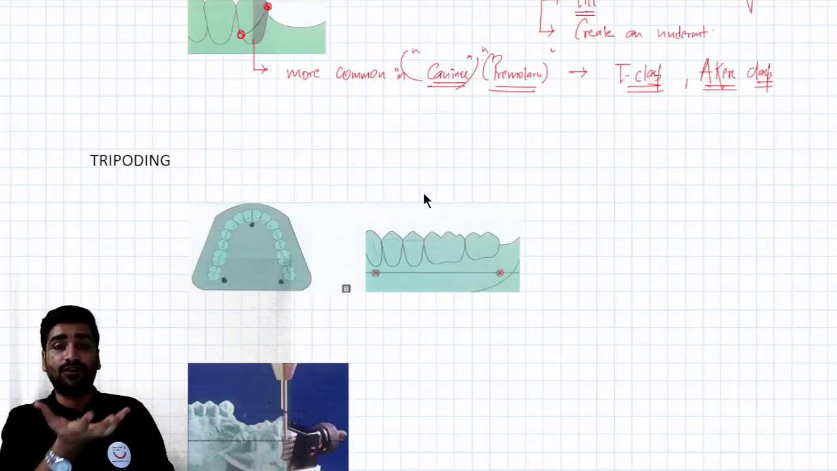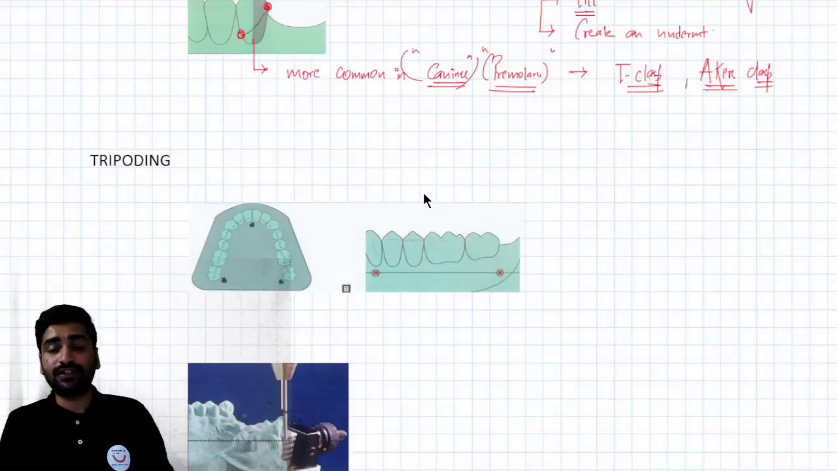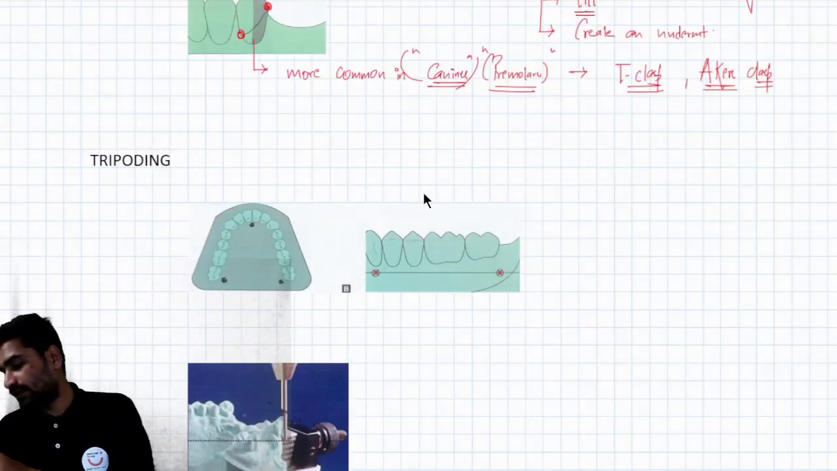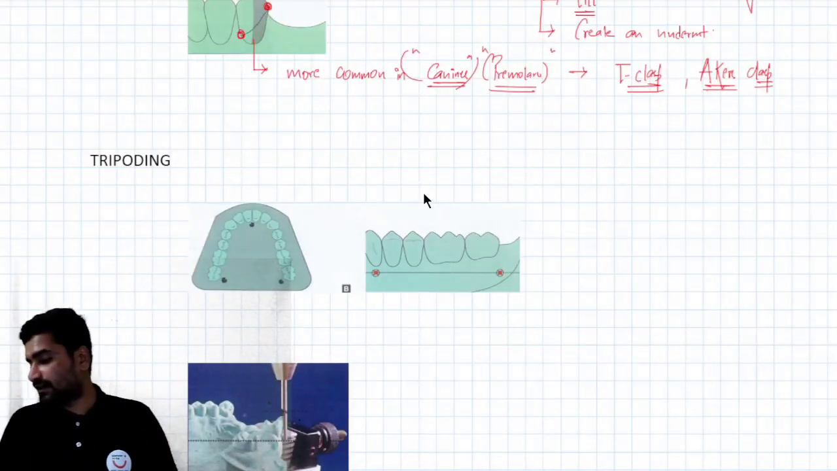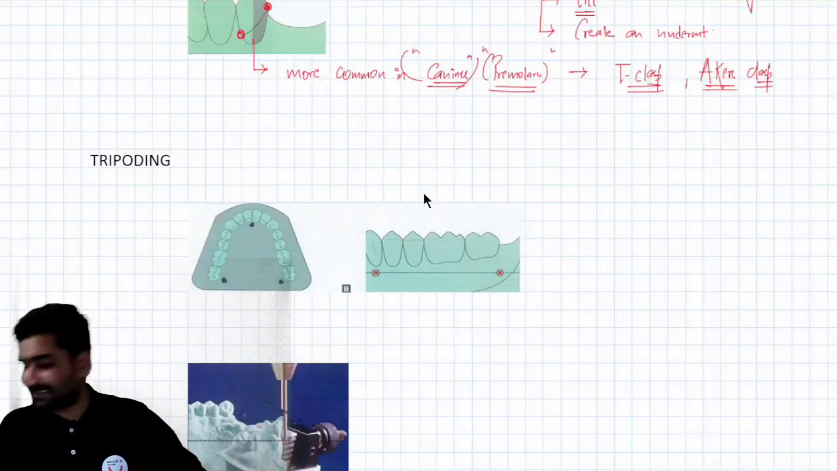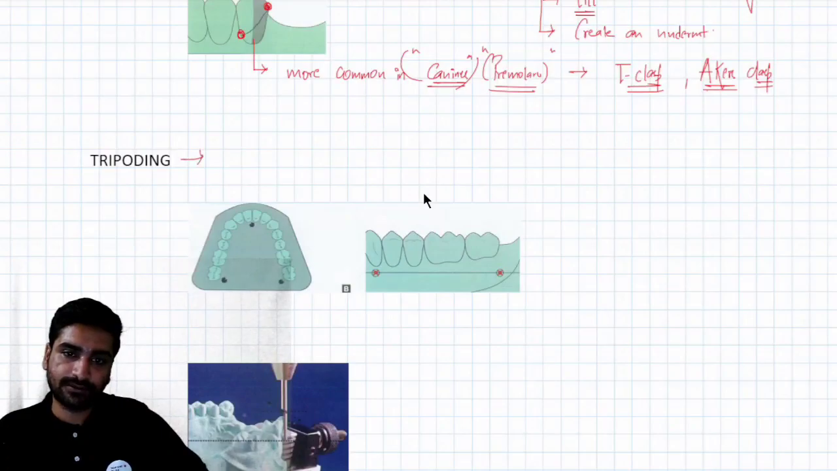So now if you want to transfer the same thing to your master cast, you cannot do surveying again because the whole thing is going to change after you alter the teeth, correct? So for that you have a process called as tripoding. Okay, so now what is tripoding? Tripoding is nothing but it is an orientation of the cast, or the orientation of the cast is recorded by a procedure called tripoding.